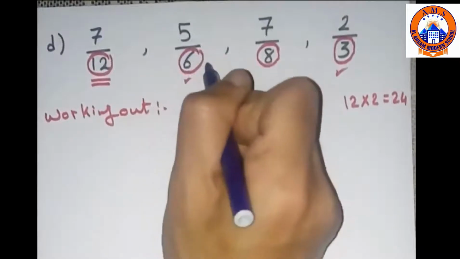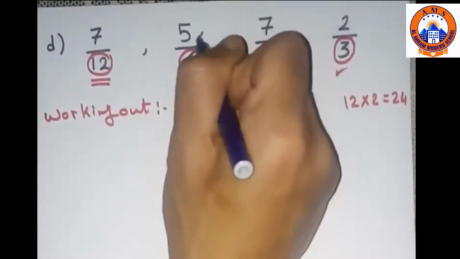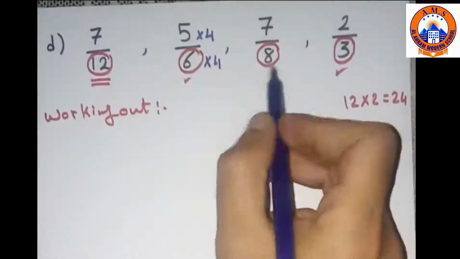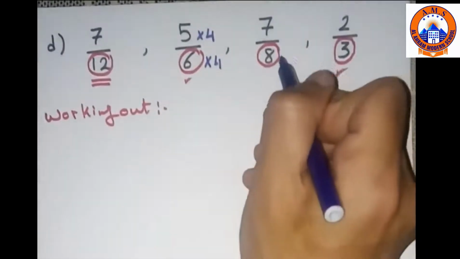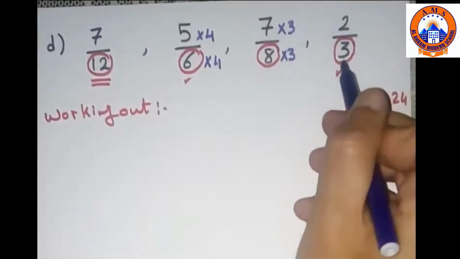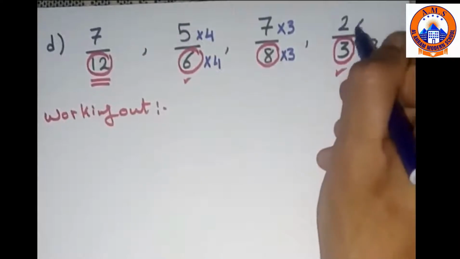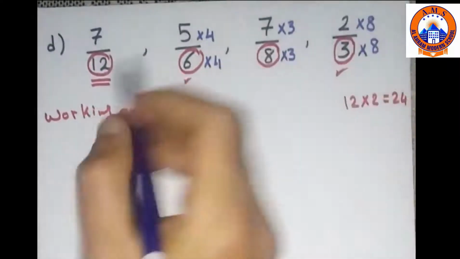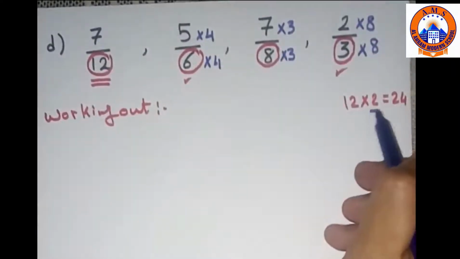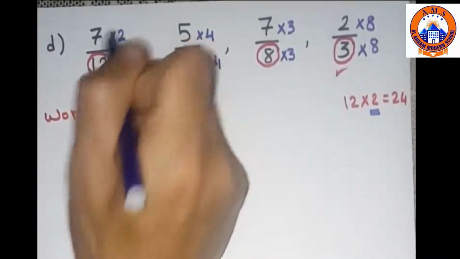So for 5 over 6 to be 24, I'm gonna multiply this 6 by 4 down and up. 8 to be 24, I will multiply it by 3 down and by 3 up. 3 to be 24, I will multiply this by 8 down and by 8 up. And 12 to be 24, I will multiply it by 2 down and by 2 up.